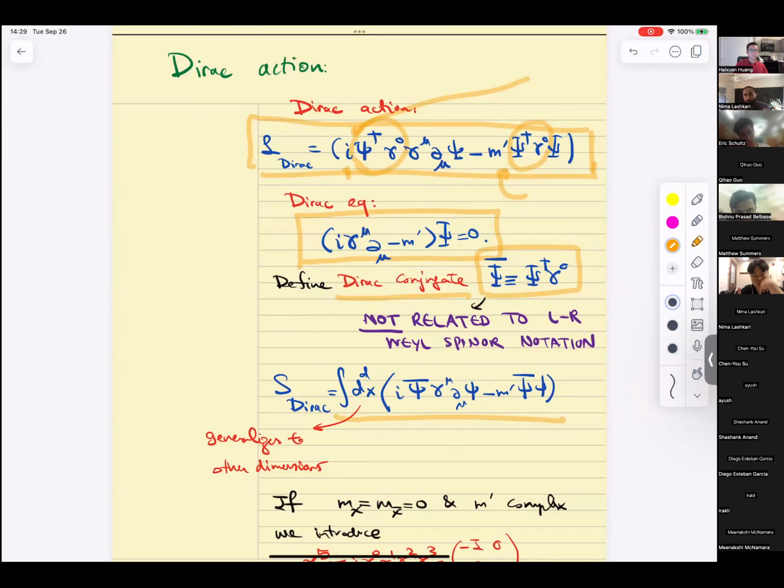So hopefully by now you realize that all I've done to write down this action and this variational principle is intentionally set the Majorana masses to 0. I only kept the Dirac mass. That's why I call that term, that M prime, the Dirac mass. Give the other ones a different name.